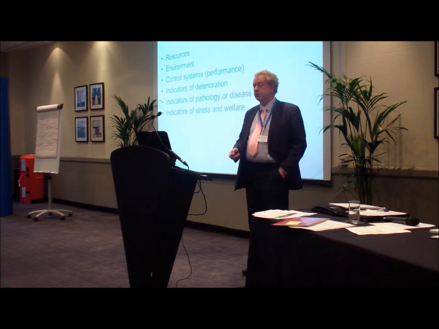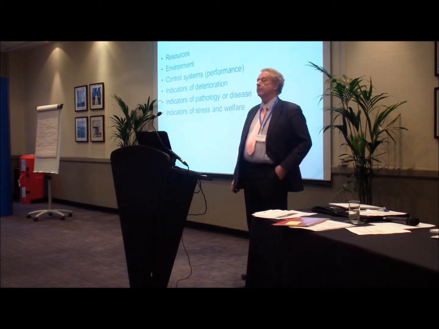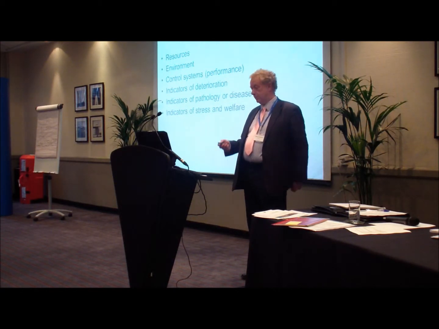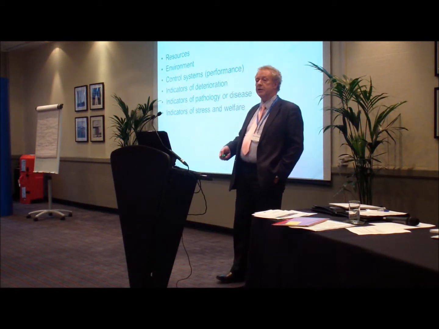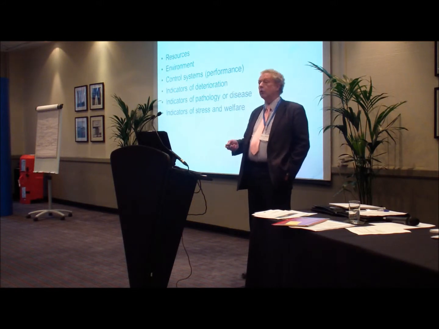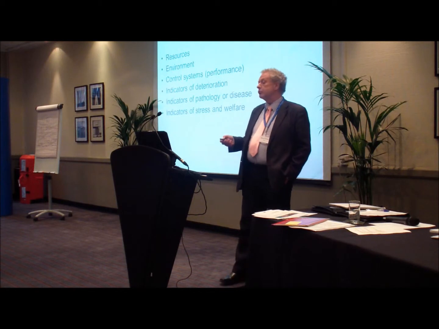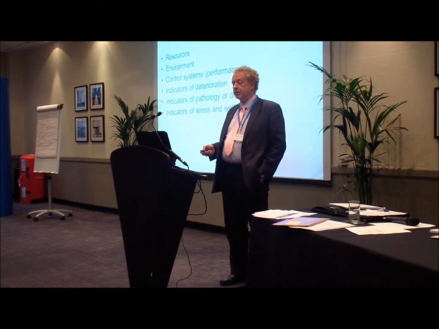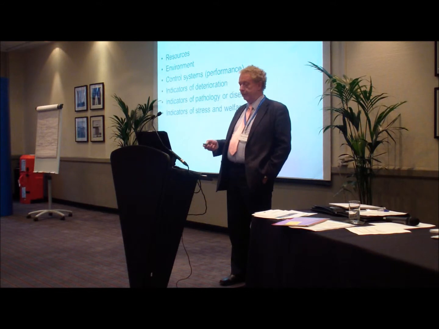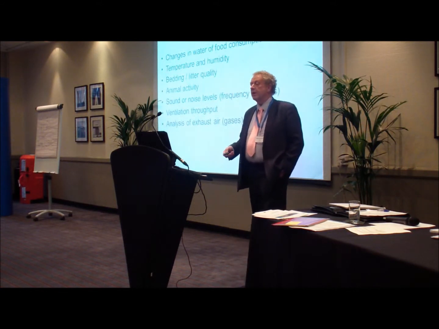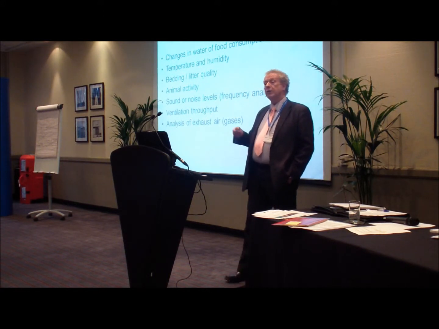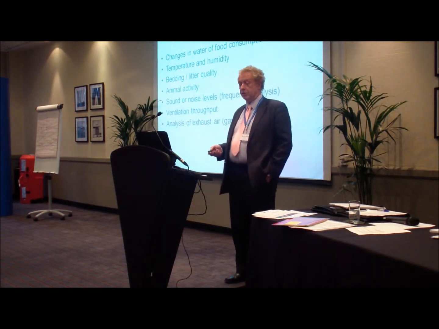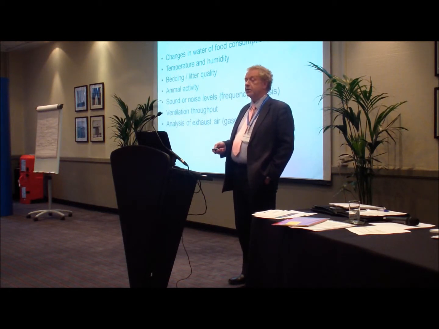So what do we measure? Well, to reiterate, some of the resources, the environment, but also the performance of control systems. We might look at the environment in terms of deterioration. That might apply to air quality, water quality in agriculture, or bedding, for example, in intensively produced animals, or litter. We also try to measure some indicators of pathology and disease and indicators of stress and welfare. Specifics might be changes in food and water consumption, monitoring temperature and humidity with better designed systems in the production environment, bedding and litter quality, which I referred to.